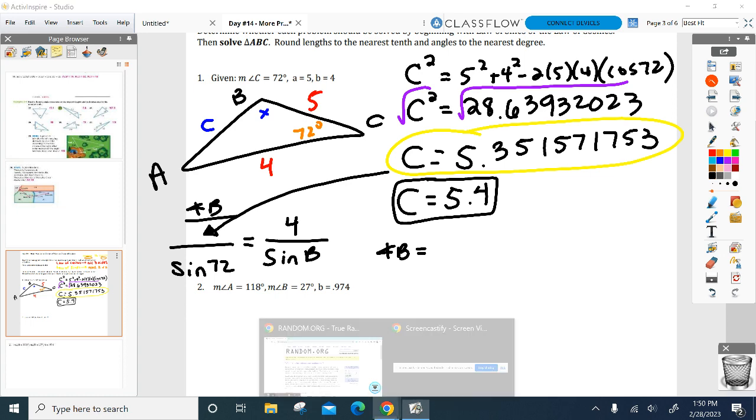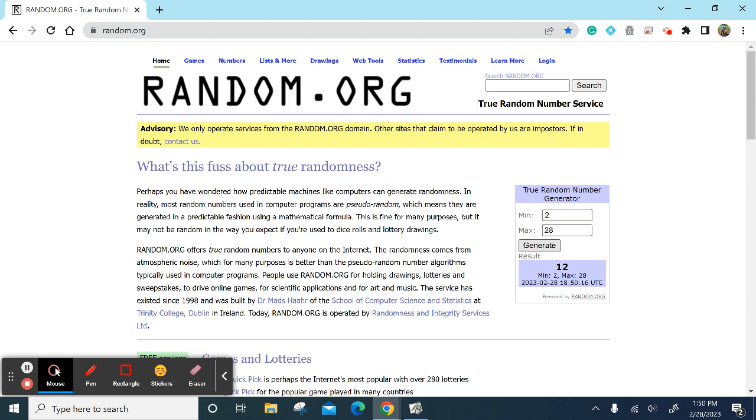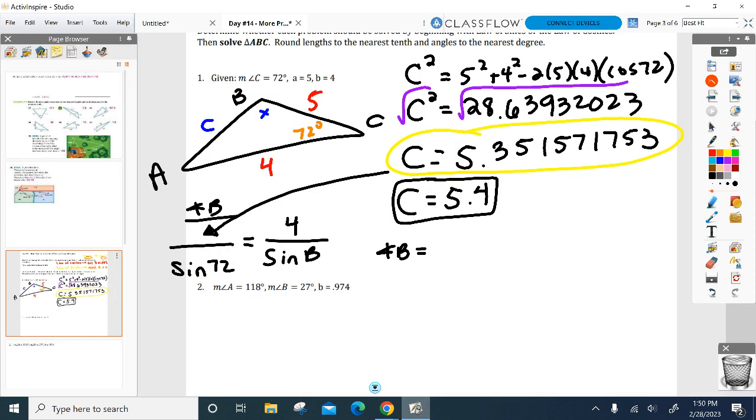And when you're ready, let me know what you end up with. 12. Who's got 12? Let me know when you're ready, Emma. 45. There you go. Good work. 45 degrees for angle B.